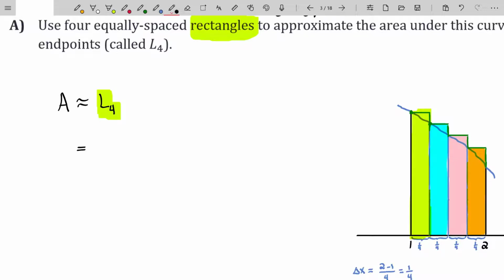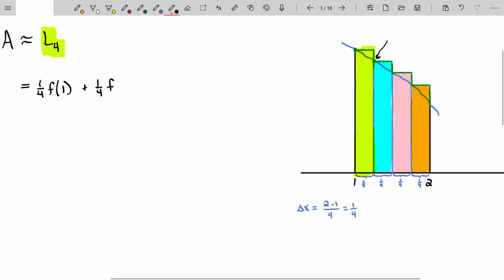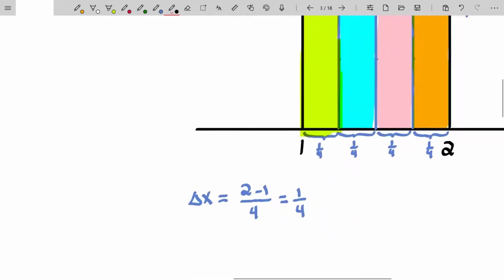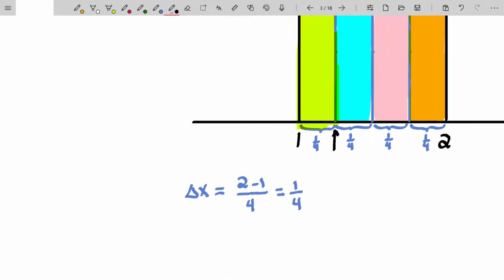The first subinterval will have a width of 1/4, and its height is going to be f evaluated at 1. The second subinterval will have a width of 1/4, and its height will again be the function evaluated now not at 1, but at 1 plus 1/4. So I'm going to write that in here.